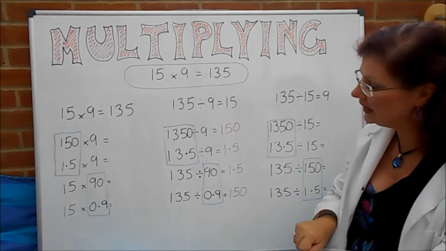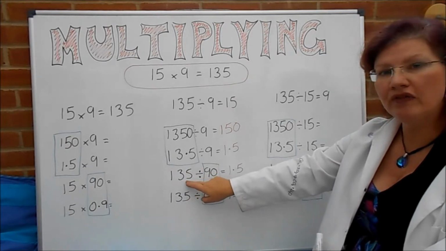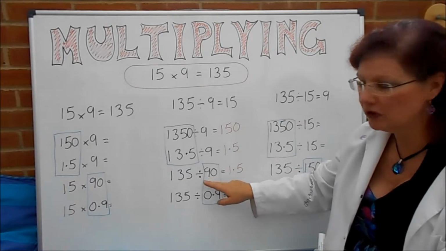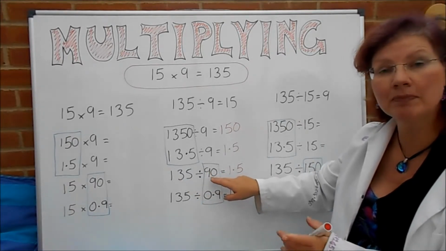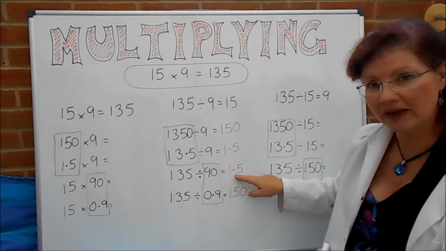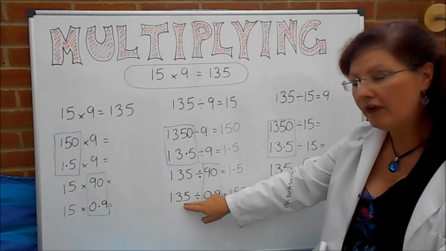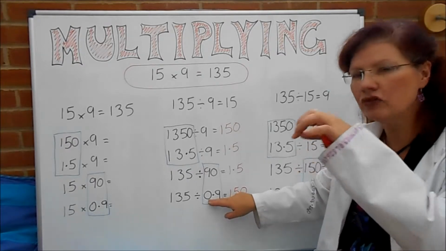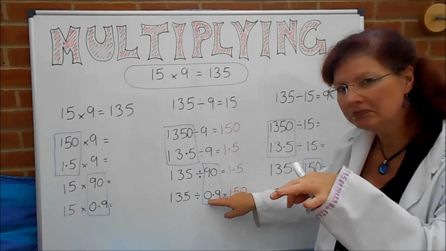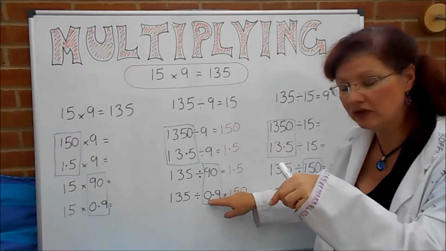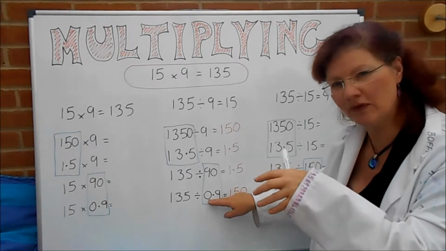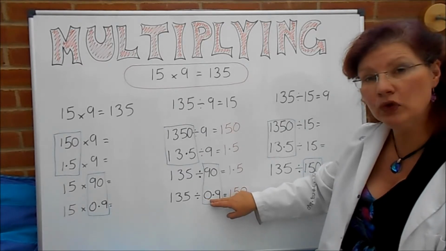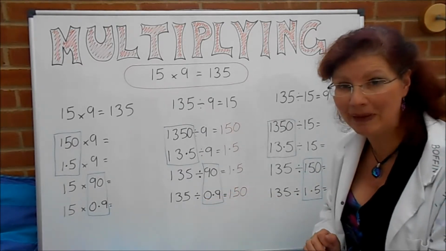Another way to think about it is 135 peanuts shared out into bags of 90. So you've got 135 peanuts and you need to pack them into bags of 90. You get 1.5 bags. 135 peanuts shared out into bags of 0.9. So each bag has 0.9 of a peanut. Okay, so when you've packed a few bags, you'll have some 0.1s of a peanut left over, which makes another whole bag. So 135 peanuts shared out into bags of 0.9, you're going to get 150 bags.